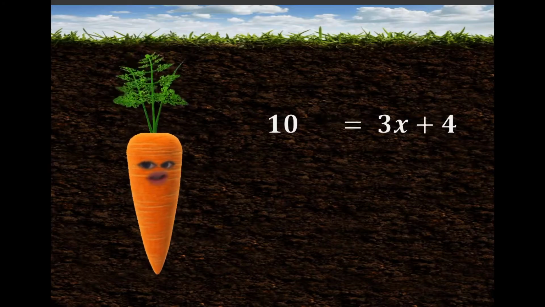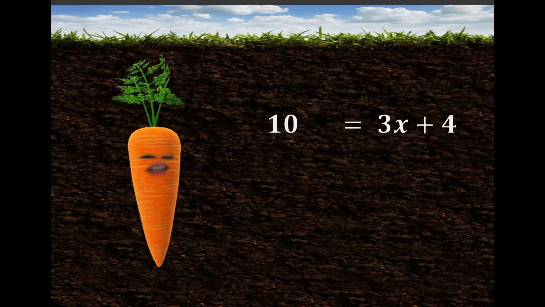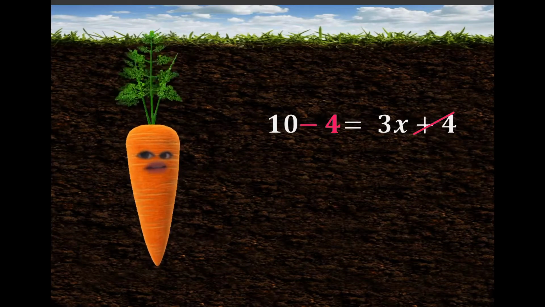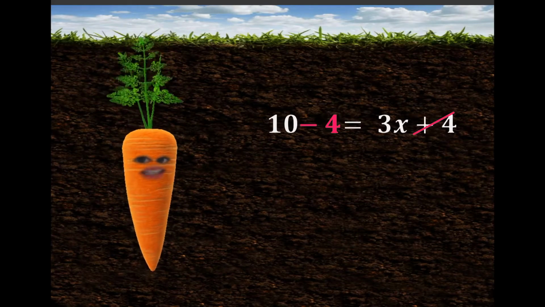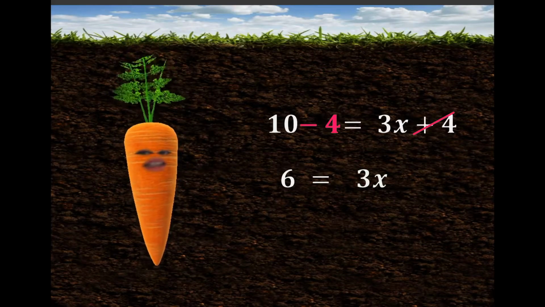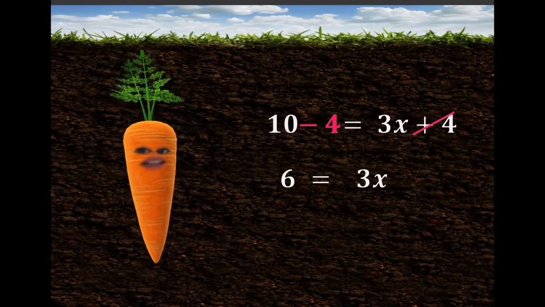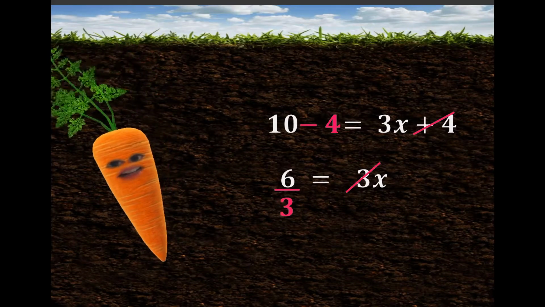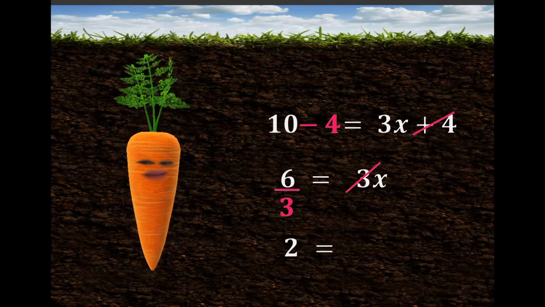Minus 4. Before we wrote minus 4 on both sides, but this time we know the right side is just going to cancel, so we write minus 4 on the left and cancel out the 4 on the right. So we write the opposite on the other side. So 10 minus 4 is 6, and now we have 6 equals 3x. What's the opposite of 3 times x? Dividing by 3. So instead of writing dividing, we're going to cancel the 3 and write dividing on the other side. So now we have 2 is equal to x.